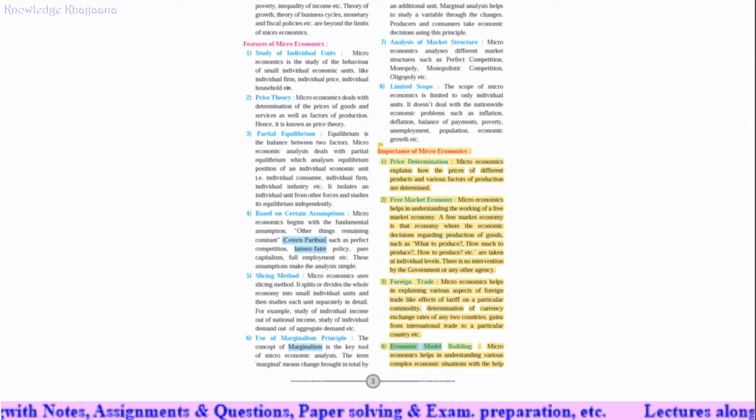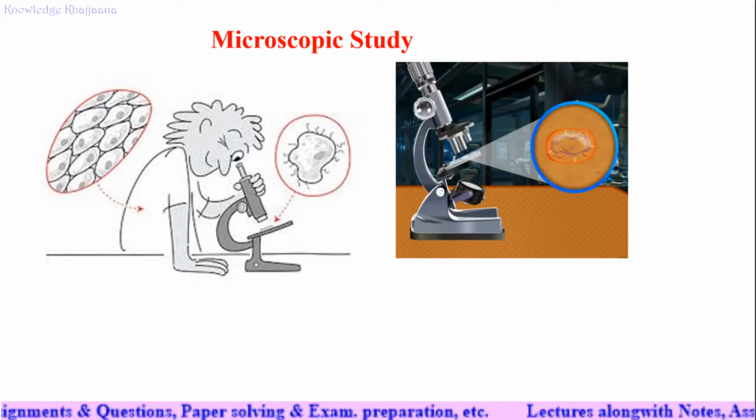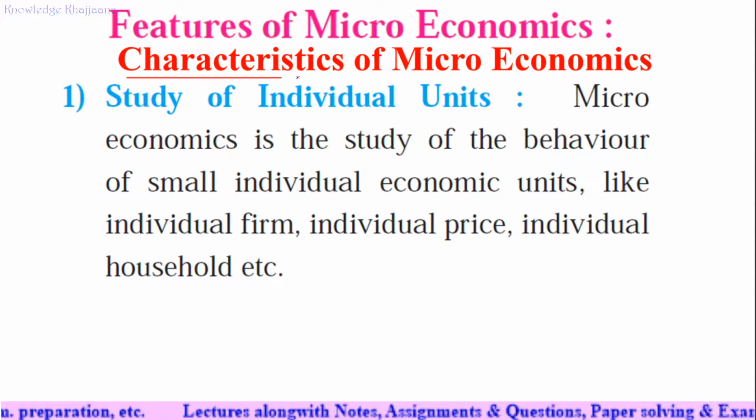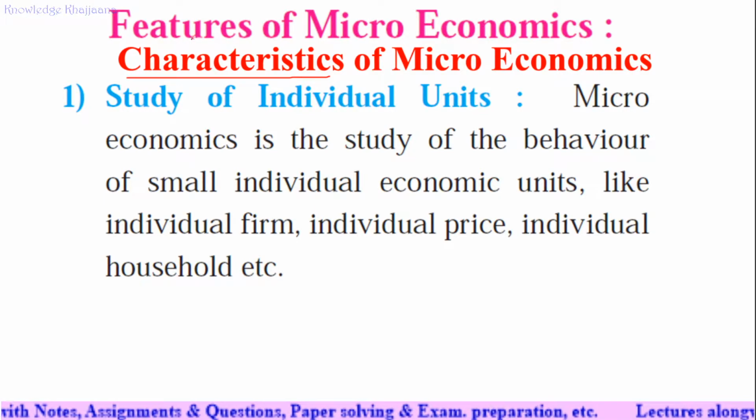First we will start with the features of microeconomics. What is microeconomics? Microeconomics is the study with the microscope, so you can find out the smallest cell. This is a microscopic study. What are the features of microeconomics? First, what is meant by features? Features means characteristics or specialities of something. So we are learning features of microeconomics.